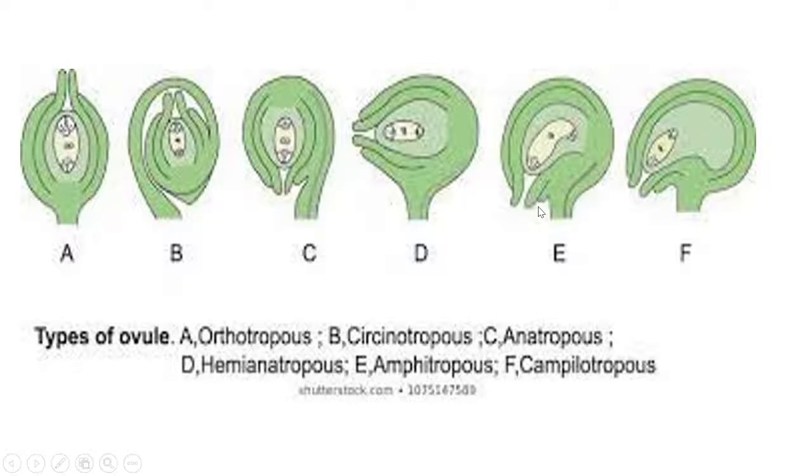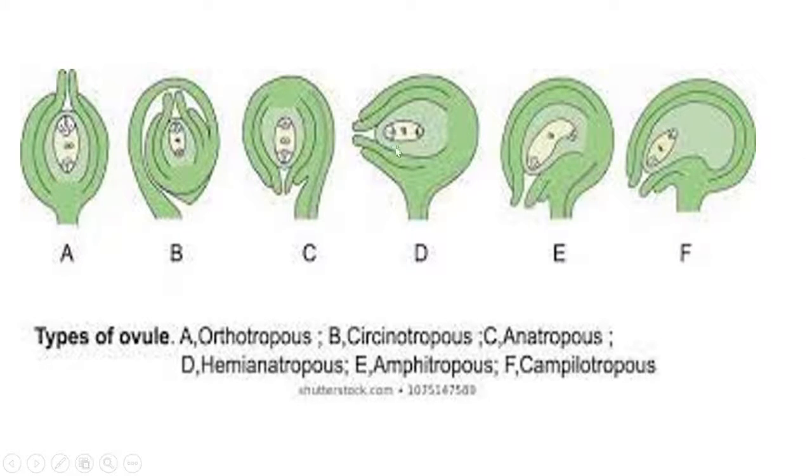Now, the diagram of amphitropous. In the amphitropous ovule, the embryo sac is also bent and the funiculus becomes bent up to 70 degrees toward the funiculus. And the last one, campylotropous. It is less bent than the amphitropous.